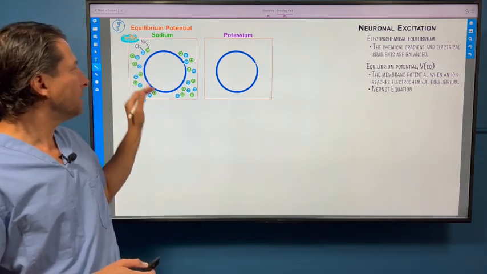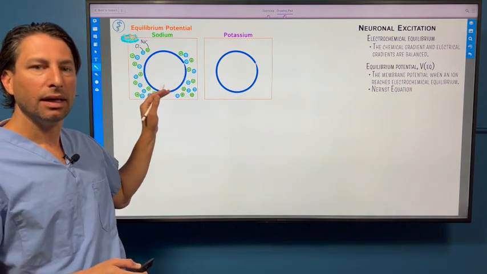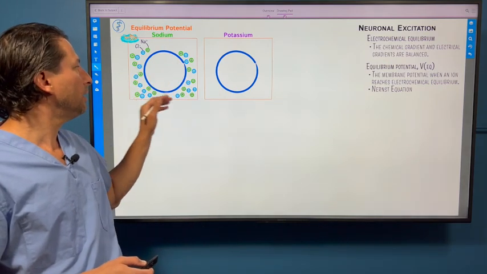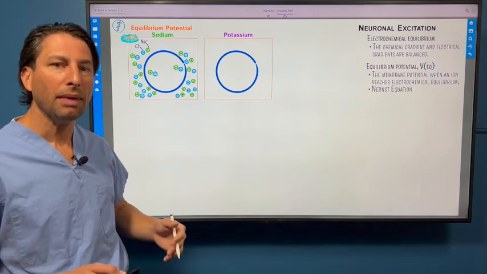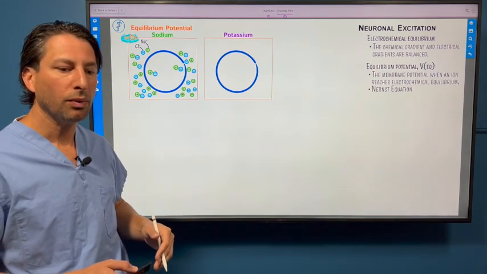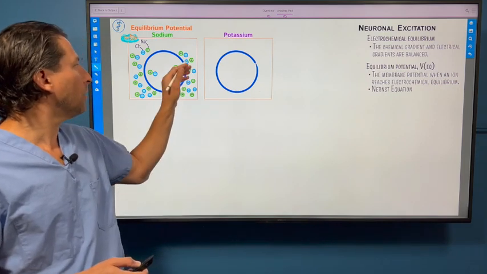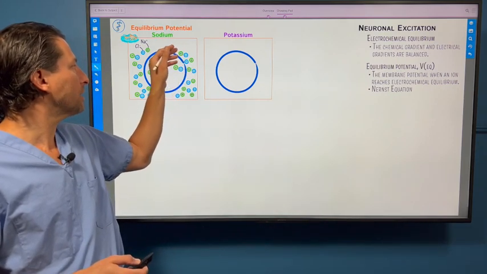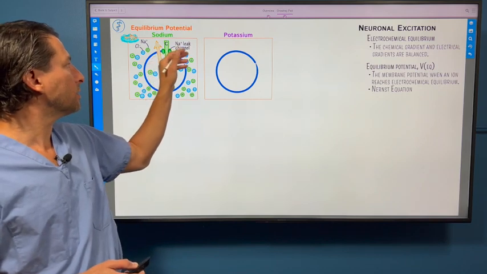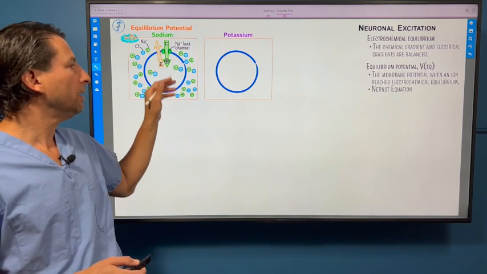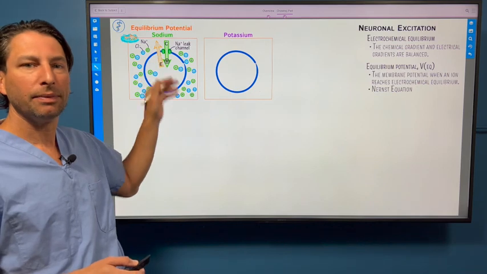So surrounding the cell is this heavily salt fluid. Inside the cell, there's a low amount of salt. So what wants to happen is salt wants to move from outside of the cell to inside of the cell. And it does that through this sodium leak channel here. So that's the chemical gradient.